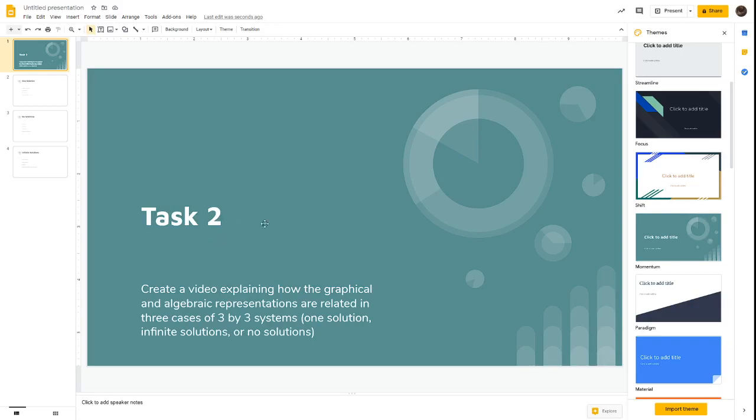I will be doing Task 2, which is to create a video explaining how the graphical and algebraic representations are related in 3 cases of 3x3 systems, including one solution, infinite solutions, or no solutions. Okay, on to the first one.